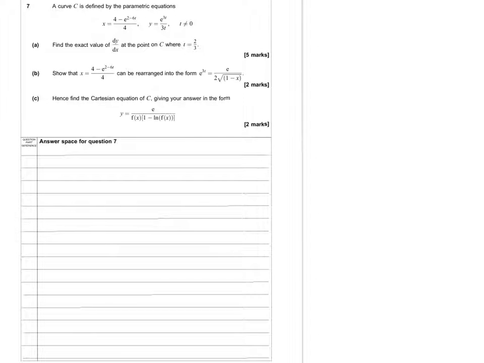Question 7. A curve C is defined by the parametric equations x equals (1 minus e to the 2 minus 6t) over 4, and y equals e to the 3t over 3t, where t is not equal to 0. Find the exact value of dy by dx at t equals 2/3. Okay, so first of all we're going to have to find dx by dt and dy by dt.